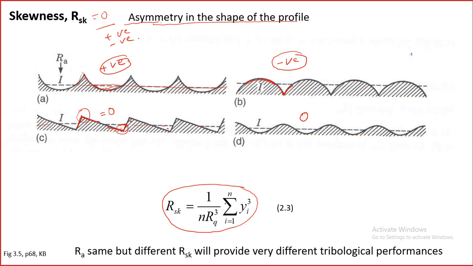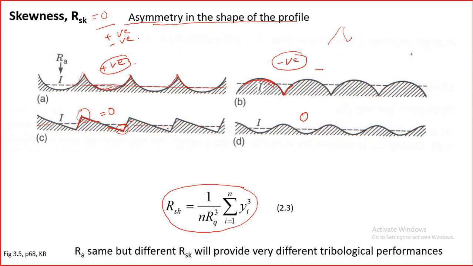So it basically indicates whether the surface is symmetrical or asymmetrical, and whether the surface is going into the positive side or negative side. So positive side has got very sharp peaks like this one, and negative will give us more flatness.